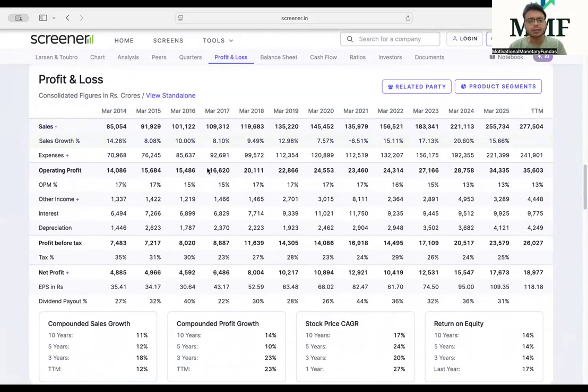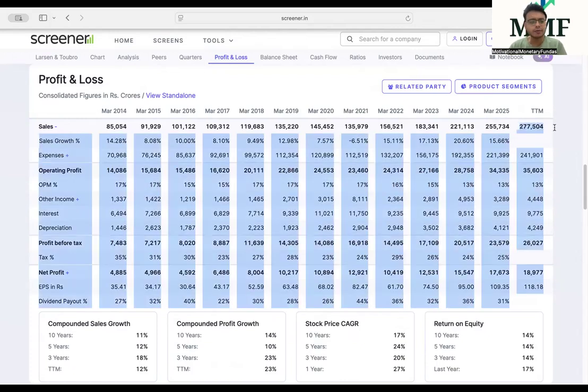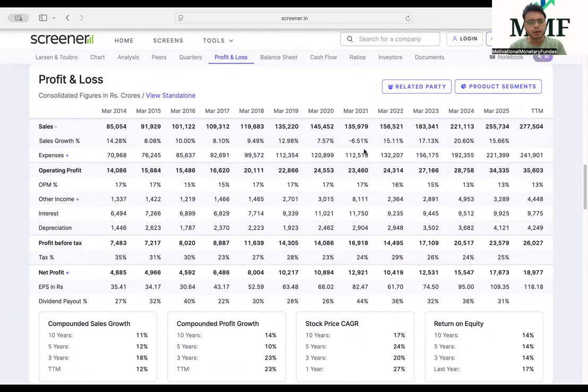ठीक है, you have the operating profit with you already. ठीक है, so यहाँ पे if you take this total sales, your total sales कितनी है? If I take it for a TTM basis, my total sales are 277,504. ठीक है? My expenses are this much.